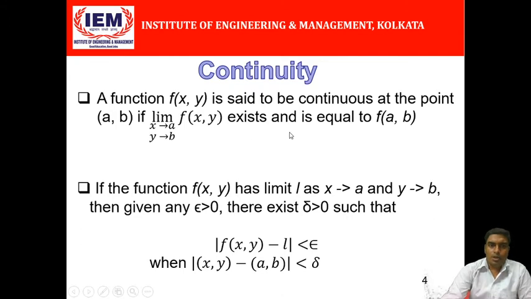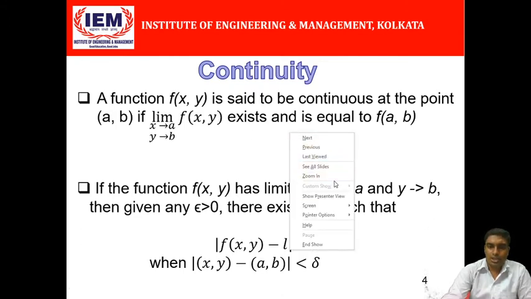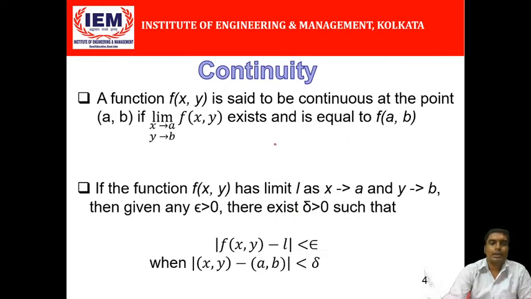Now, suppose you have one function f of x, y, that I already discussed in the last two lectures, where we'll have more than one independent variable. So x and y are the two independent variables here, and suppose that it is continuous at the point a and b, then the limit of this function at the point a and b should exist, and it should be equal to the exact value at the point a and b.